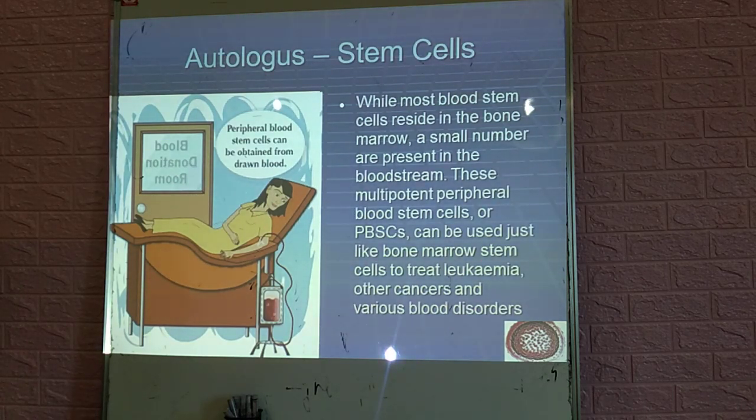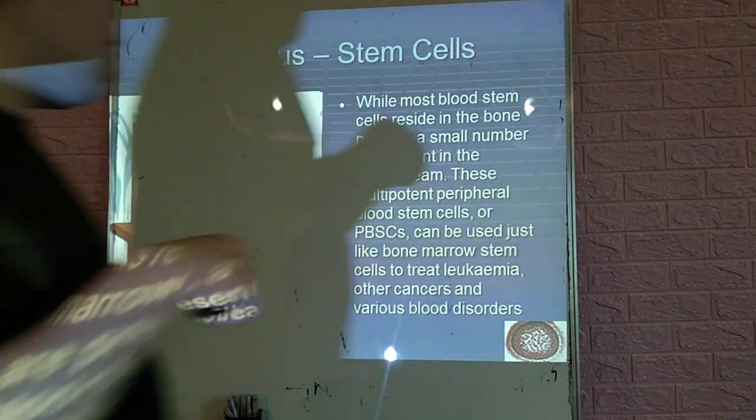While most blood stem cells reside in the bone marrow, a small number are present in the bloodstream. Some people prefer the usage of adult stem cells from the bloodstream rather than the bone marrow because it is less stressful, less invasive, and of course without the necessity for anesthesia or general anesthesia.